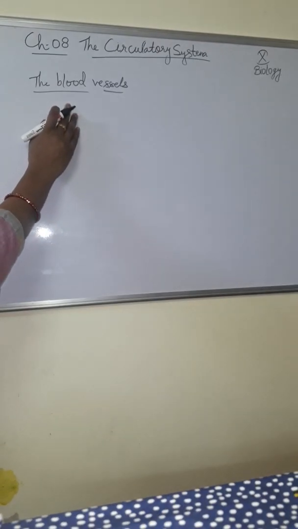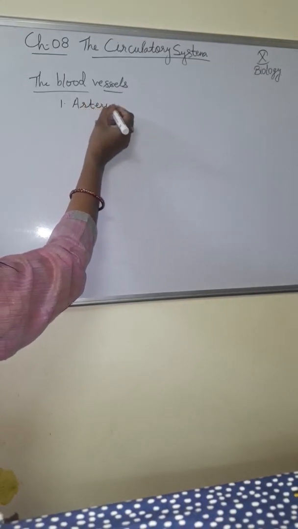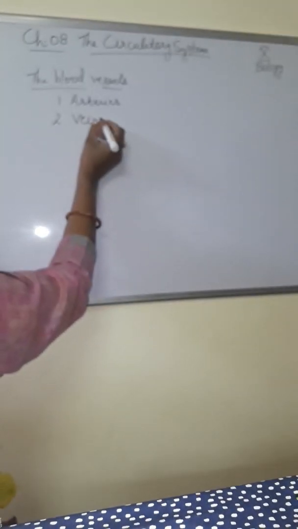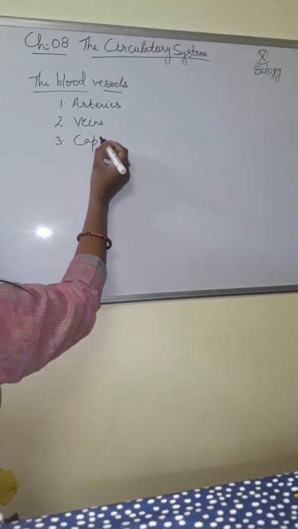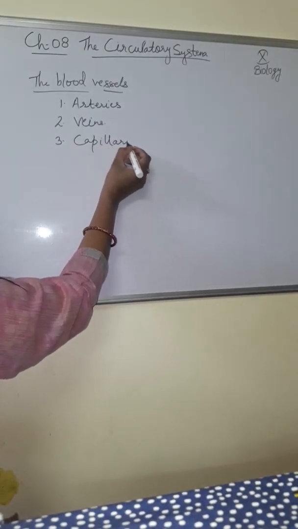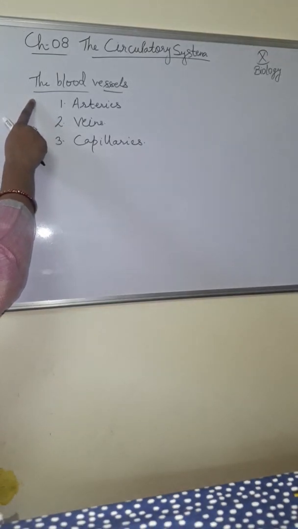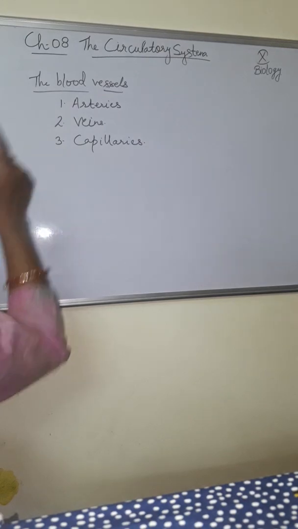They are of three kinds. First one, arteries. Second, veins. And third, capillaries. Okay. What are blood vessels? Blood vessels are branched tube extending from the heart to all parts of the body. They are of three types: arteries, vein and capillaries.